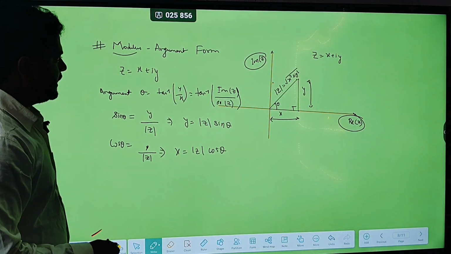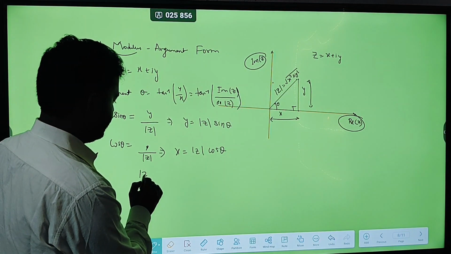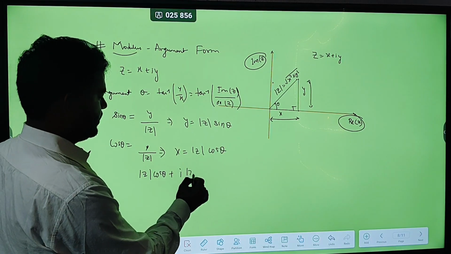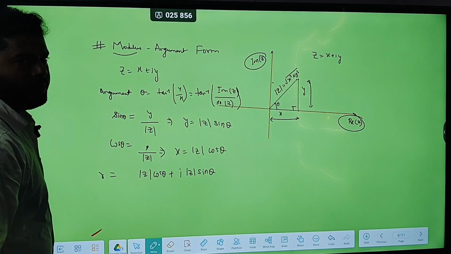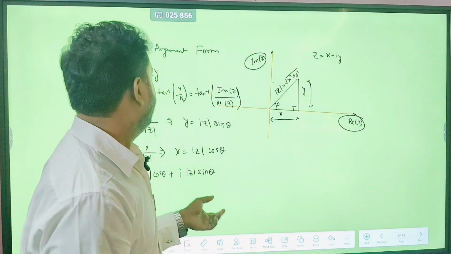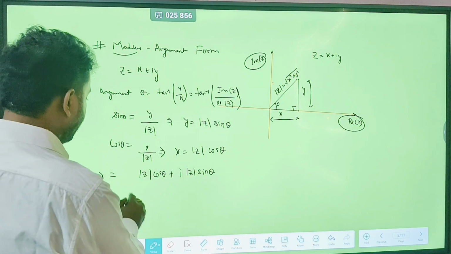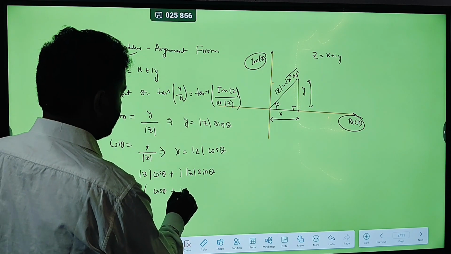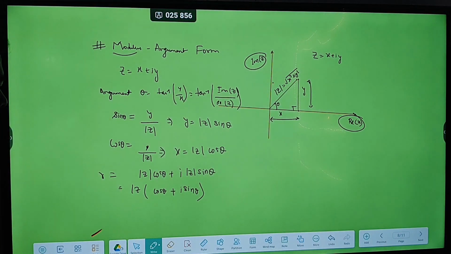So see, z was x plus iota y, so now we can write x as mod z cos theta plus iota times y, and y is mod z sine theta. So this is how we represent it in modulus argument form. So z equals mod z cos theta plus iota mod z sine theta. We can take mod z common and we have cos theta plus iota sine theta. That's how we can represent it.